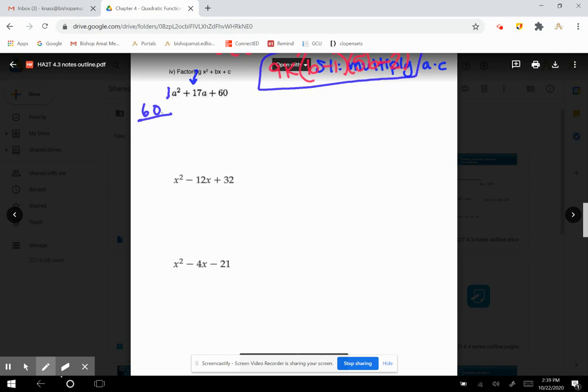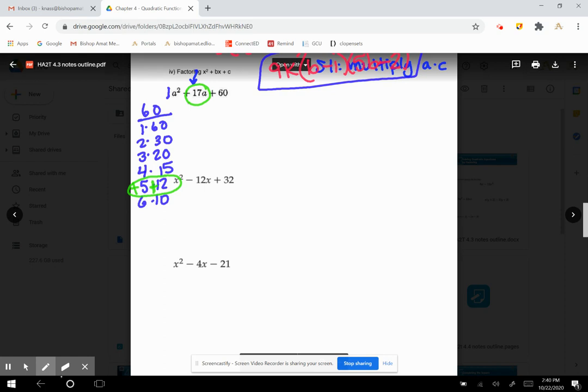Okay, and then next you'll do the factors of 60. 1 and 60, 2 and 30, 3 and 20, 4 and 15, 5 and 12, and 6 and 10, a whole bunch of them. Okay, which factors will add or subtract to get you 17? And that's going to be 5 and 12. Now, 17 is a positive, so it's a positive 12 and a positive 5. Okay, because that's going to be a positive 17.